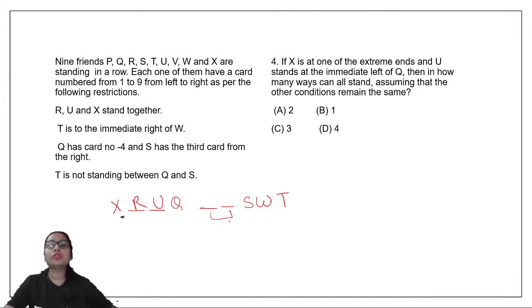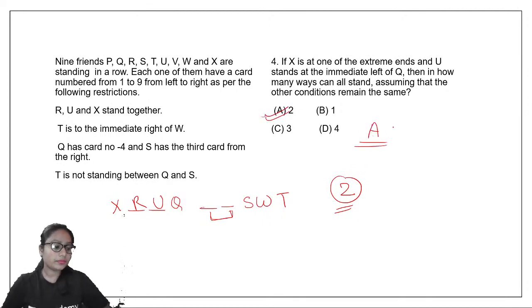Now we are left with only two positions. These three positions are fixed. SWT is also fixed, and Q is also fixed. So we have to arrange two people in two positions. So how many possible ways? Two ways. It means the answer to this question is 2. So the correct answer is option A. I hope this question is clear to you all.